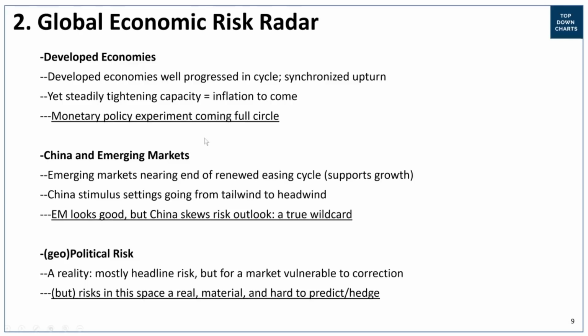Just to sum up, developed economies, late cycle, inflation's rising, monetary policy experiments coming full circle, that's the key risk there. China and emerging markets are still recovering, still in easing mode, but China has turned from stimulus tailwinds to headwinds, and so EM looks good, but China risks skew the outlook there, make it a bit of a wild card. Political risk, very real, mostly headline risk though, as opposed to business cycle risk, or more fundamental or more enduring risk. But very real risks and material, and hard to predict or hedge by their nature.